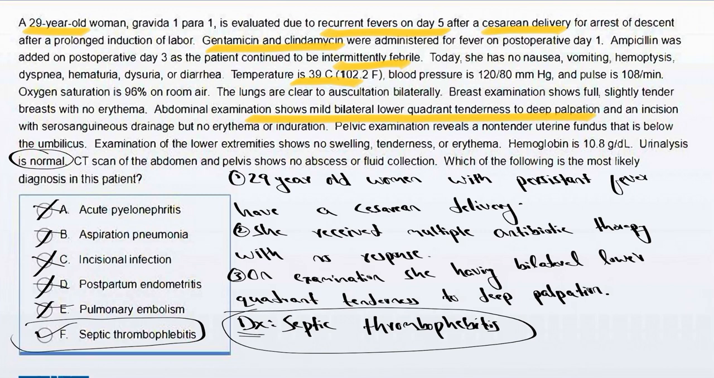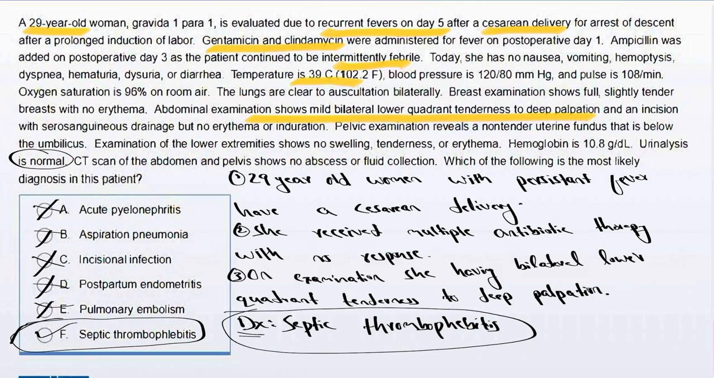Coming again to choice F. Why is choice F the correct one? Because this patient had a cesarean delivery after which she developed persistent fever which is not responsive to any of the antibiotic therapy. On examination, she has bilateral lower quadrant tenderness to deep palpation. So here the diagnosis of this question is septic thrombophlebitis. The most common cause of septic thrombophlebitis is previous pelvic surgery or cesarean delivery, because the pelvic vein or the ovarian vein may become infected. So that is the cause of persistent fever which is not responsive to antibiotic therapy.